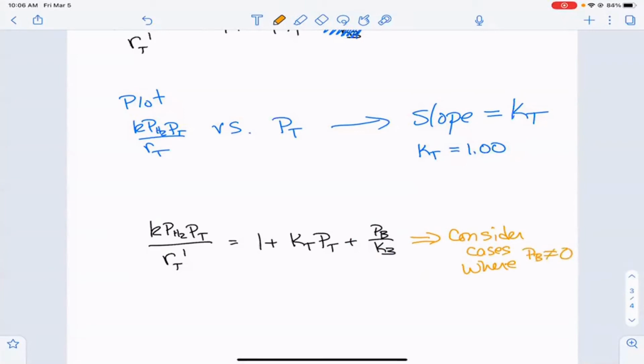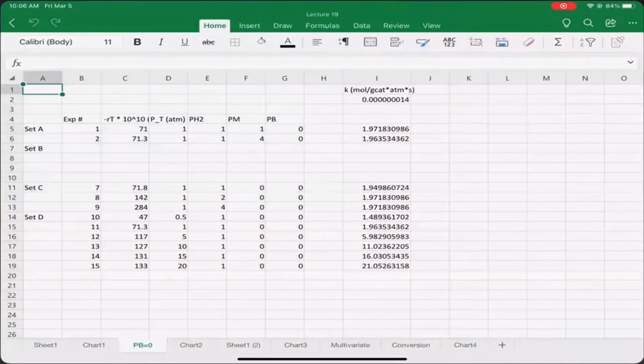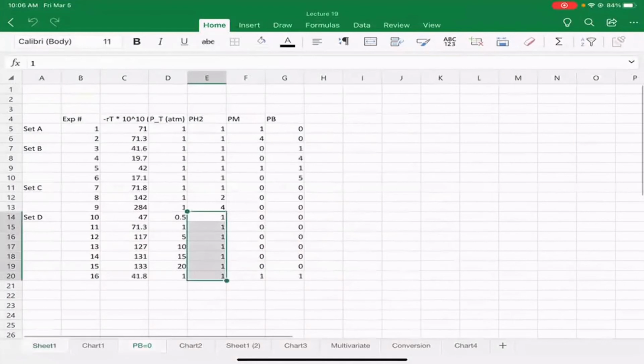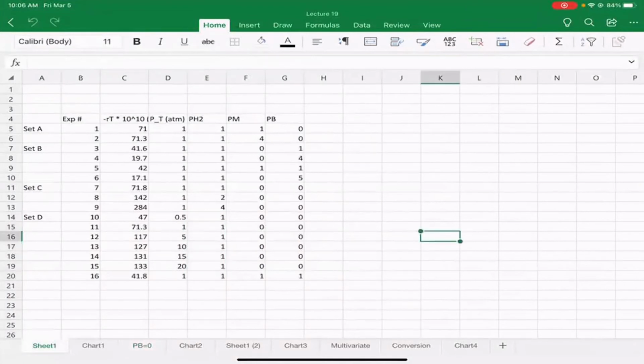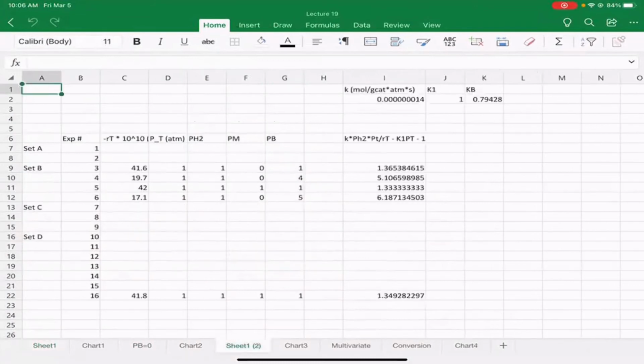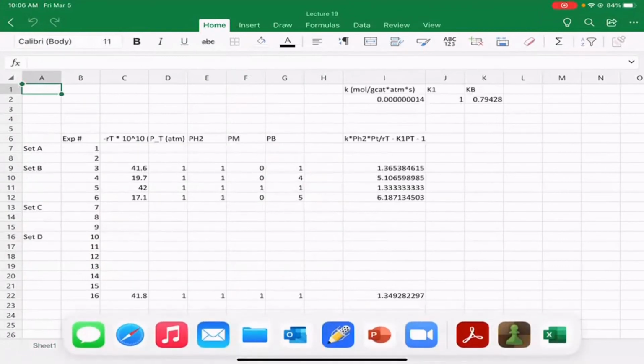In the data set, that means we're going to take a subset of the data, not the full data, but all of the cases where PB is not equal to 0. And you can see there's only 5 of them. There are only 5 experiments that were done. And our sheet becomes pretty simplified here with these 5 data sets.